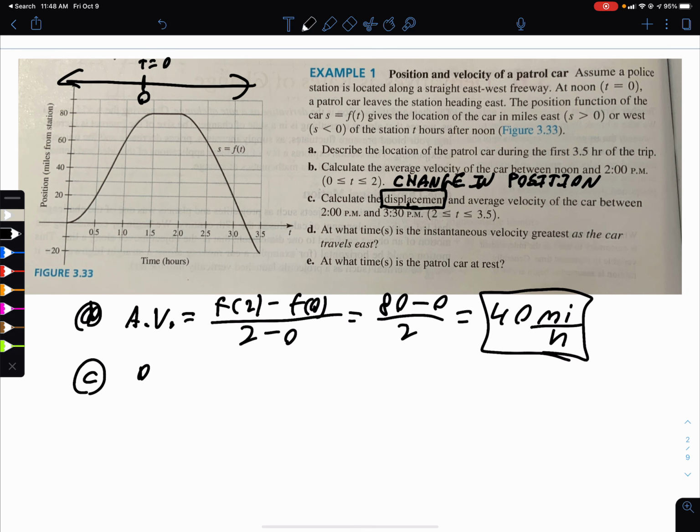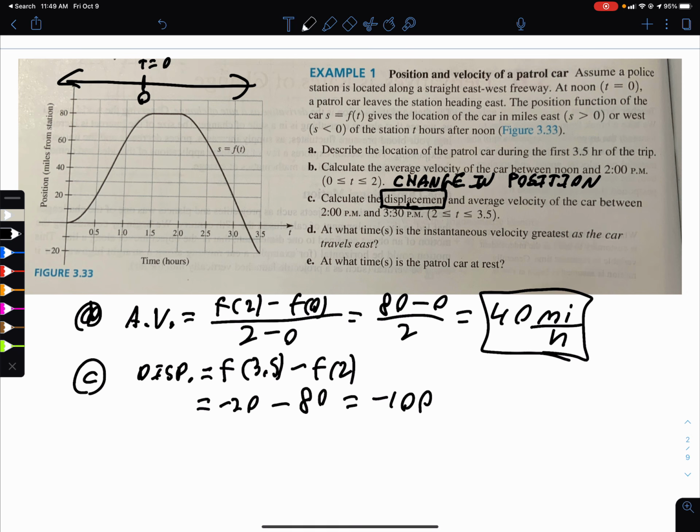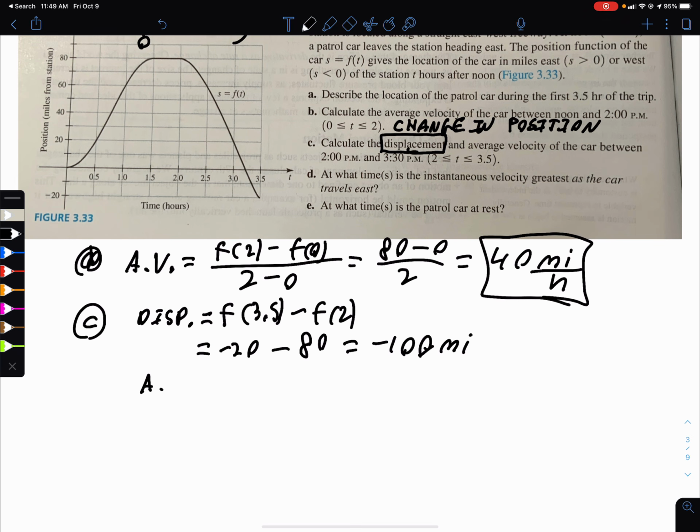So displacement is going to be the position at 3.5 minus the position at 2. So all it is, is the change in position. At 3.5, we have negative 20 minus f at 2, which is 80. So I'm going to put in 80 there. That's going to be negative 100 miles. So the displacement, it moved east 180 miles, or the position changed, excuse me, not 180, 100 miles to the east. That's the displacement.